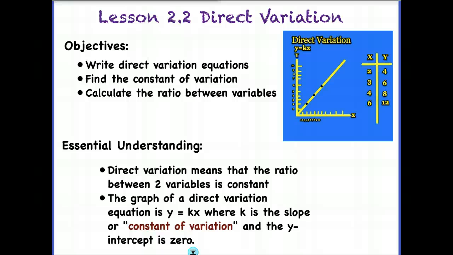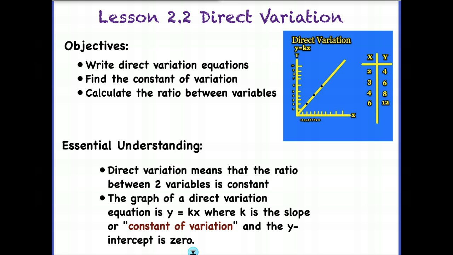Okay, let's start the week off with some direct variation. This is lesson 2.2, and our objectives are to write direct variation equations, to be able to find the constant of variation, and that's k, and to calculate the ratios between variables, and that will help us to find the constant of variation. Some of the essential understandings for this lesson.